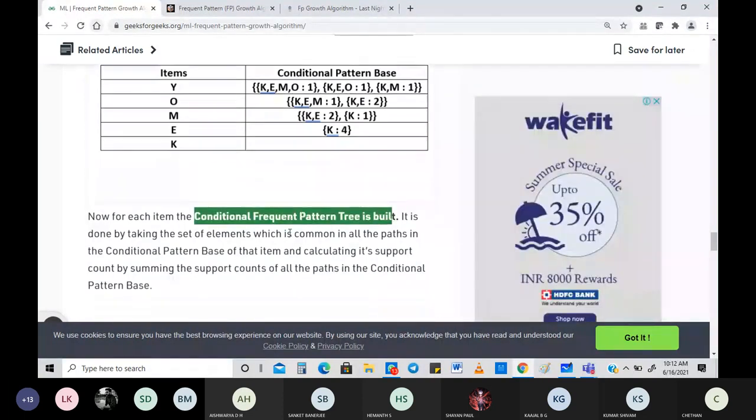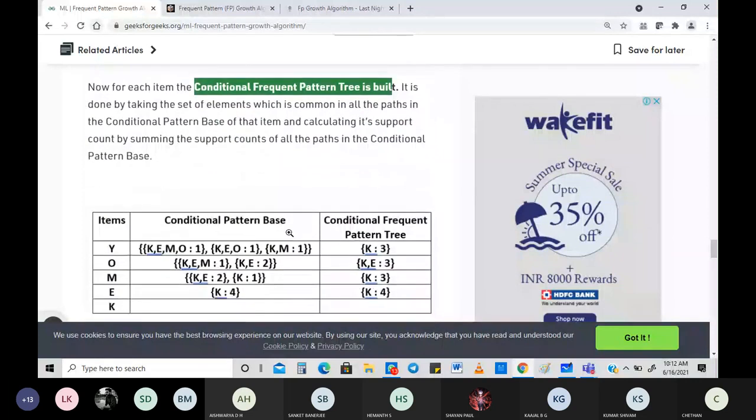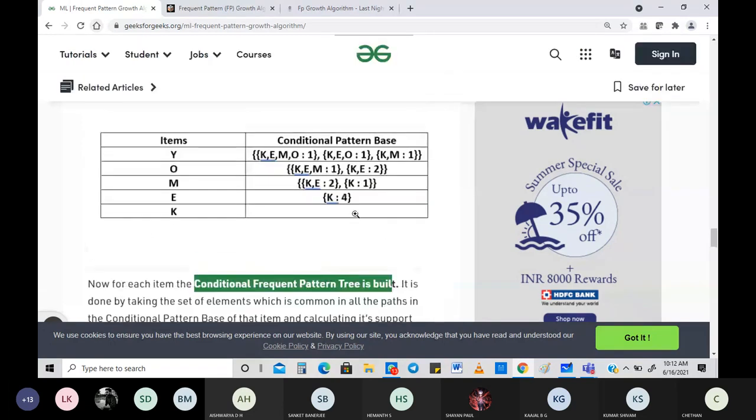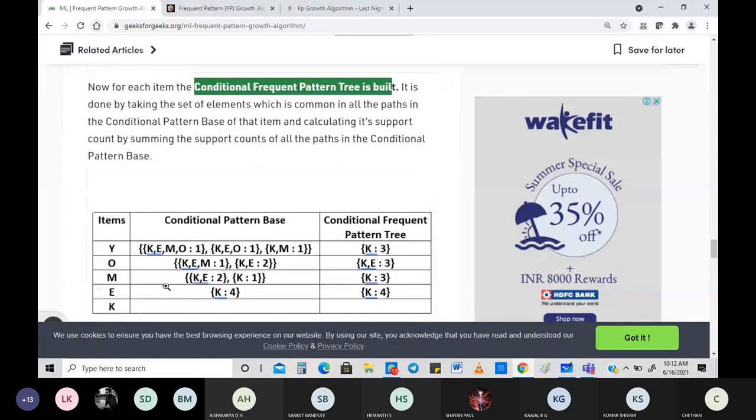Okay, how do you think that will be? That will be built based on this one. Okay, what is the way of doing it? I'm just taking from here this item's conditional pattern base. I'm taking this entire table right here. Then I'm adding this column. What is the column I'm adding?